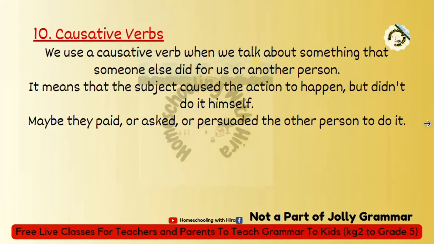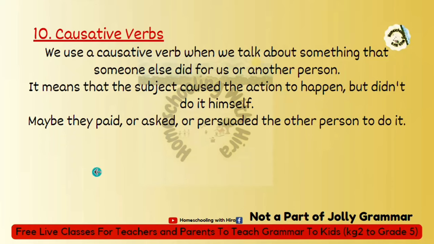Next one, causatives. What are causatives? We use a causative verb when we talk about something that someone else did for us or another person. It means that the subject caused the action to happen but didn't do it himself. Maybe they paid or asked or persuaded the other person to do it. Let me make it simple. What are causatives? Causatives are the verbs which the subject of the sentence doesn't do himself.